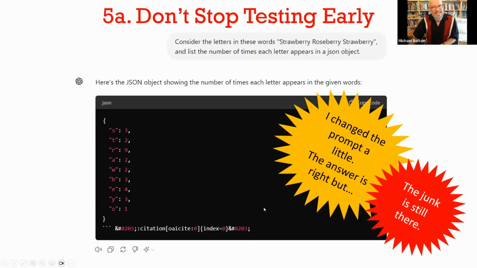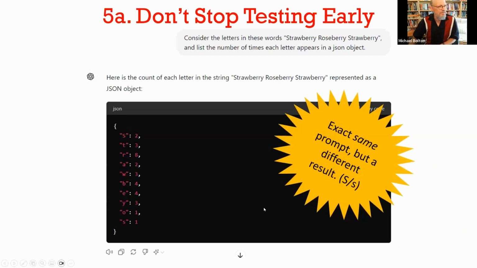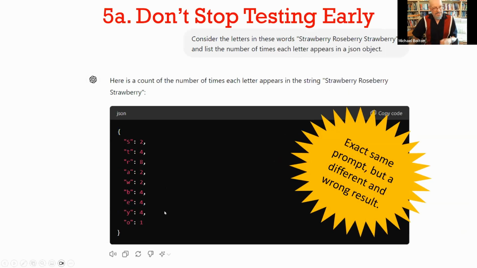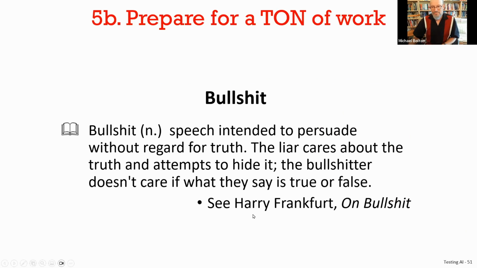Then I gave it the exact same prompt and I got a different answer. I got a different answer because it counted 2 instances of capital S's and 1 instance of small s. In the previous example, 3 instances of S all wrapped up into 1. This time, I asked it exactly the same prompt once again, and it gets a wrong answer. There aren't 4 T's. There aren't 4 B's. There aren't 4 Y's. This is messed up.